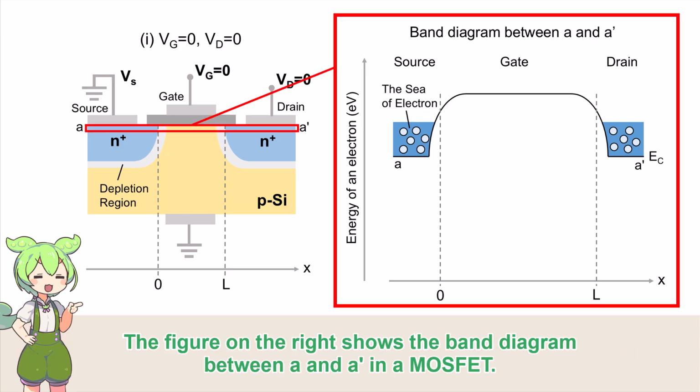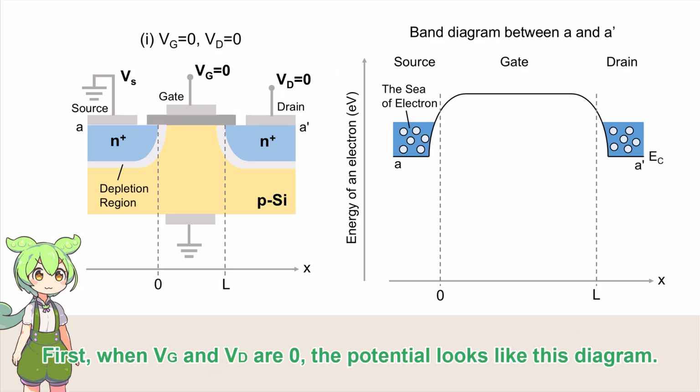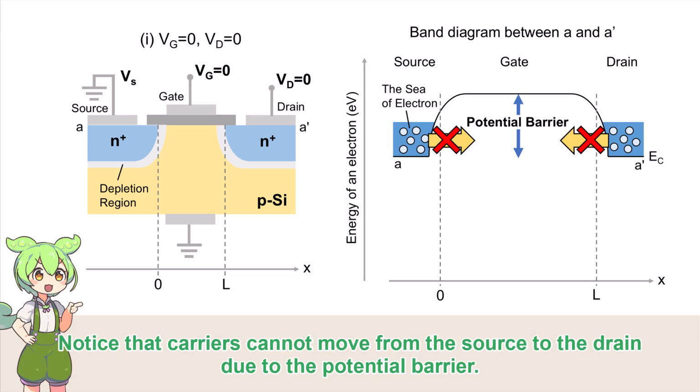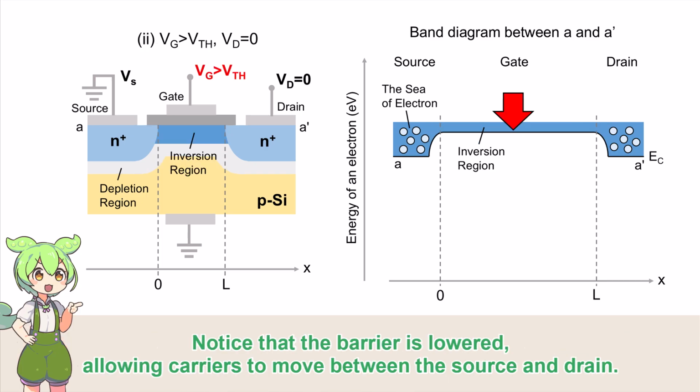The figure on the right shows the band diagram between A and A' in a MOSFET. Since many people are likely seeing this diagram for the first time, let's take a look at it step by step. First, when VG and VD are 0, the potential looks like this diagram. Notice that carriers cannot move from the source to the drain due to the potential barrier. Next, VG is applied to the gate to form an inversion region. Notice that the barrier is lowered, allowing carriers to move between the source and drain.